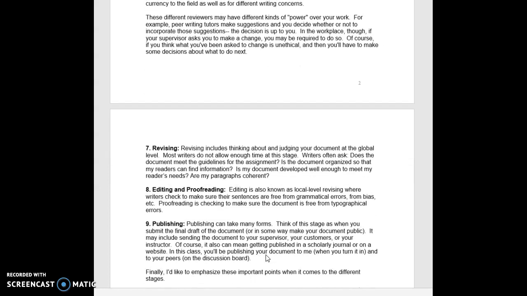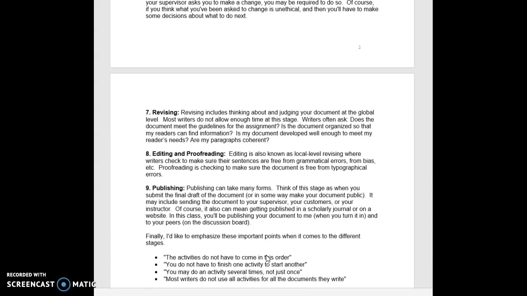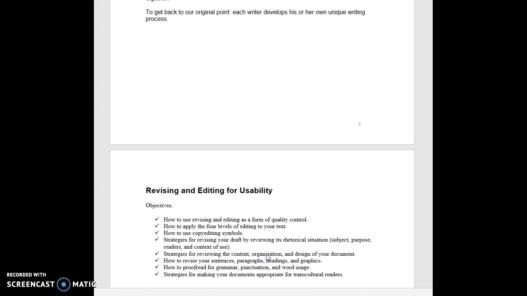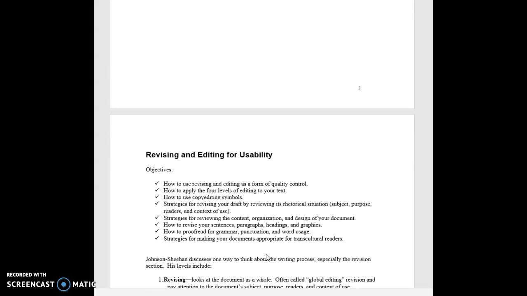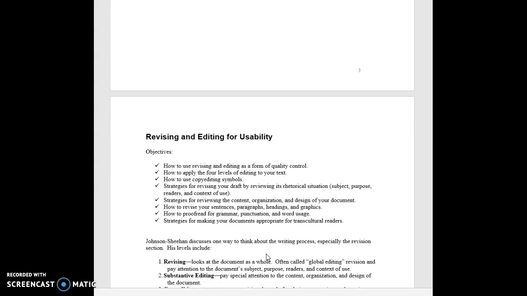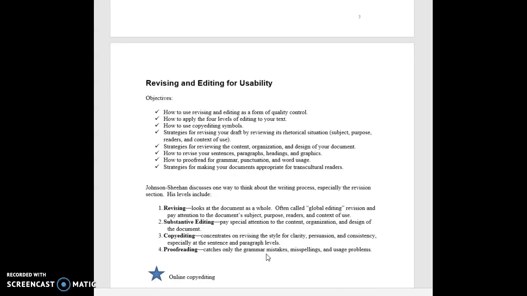And then publishing. Okay? As soon as you hit submit in Blackboard, for me, you have published your work. So think about that as you get ready to publish something. What does it look like? All right, so let's get into revising and editing for usability. This is towards the end of your drafting. Again, go through this. The more people that you have look at your work, obviously, the better.